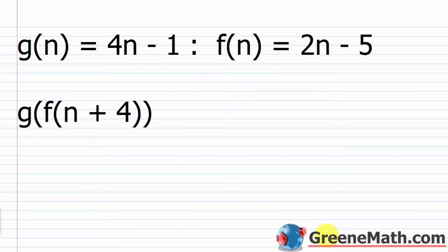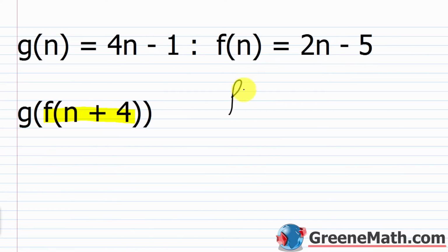All right, so the problem we're going to look at today, we have g of n is equal to 4n minus 1. We have f of n is equal to 2n minus 5. And what we want to find is g of f of n plus 4. So the first thing we're going to do, we're going to work on f of n plus 4. We'll figure out what that is, and then we'll come back and find g of that.